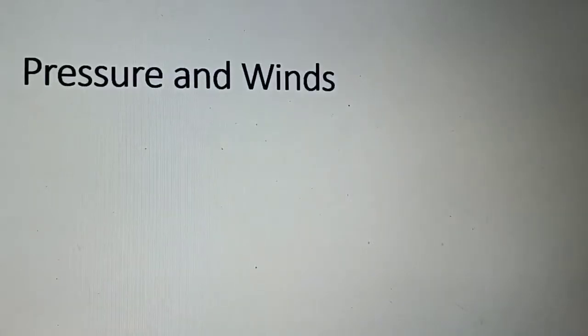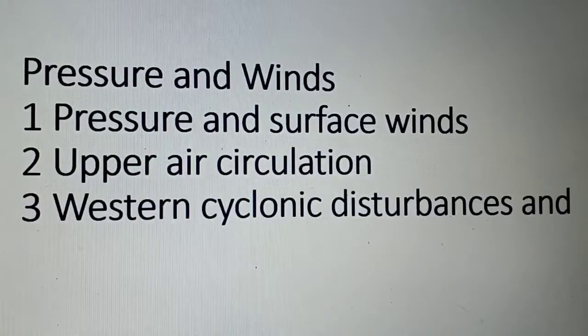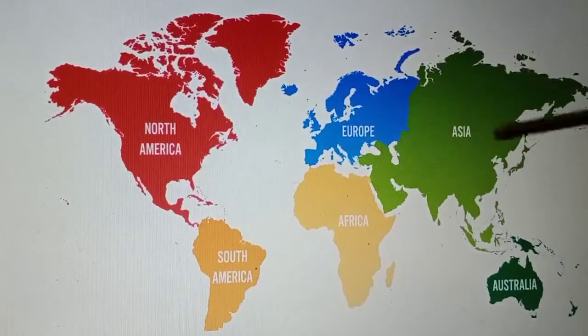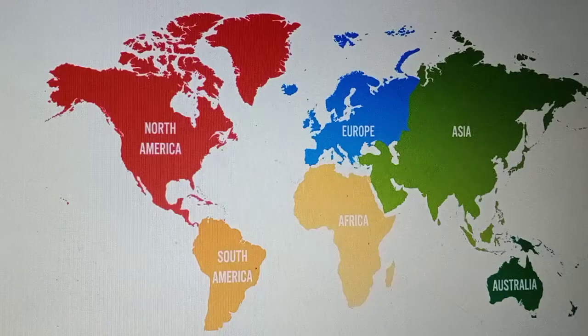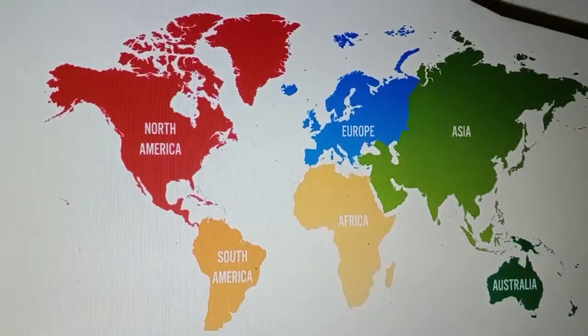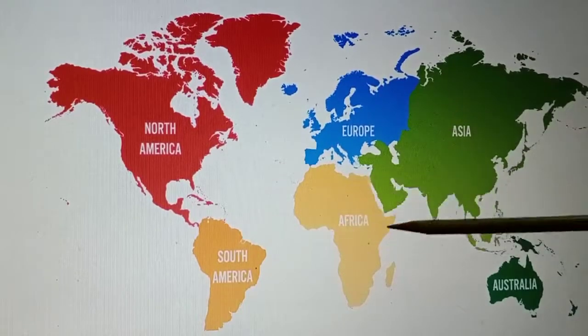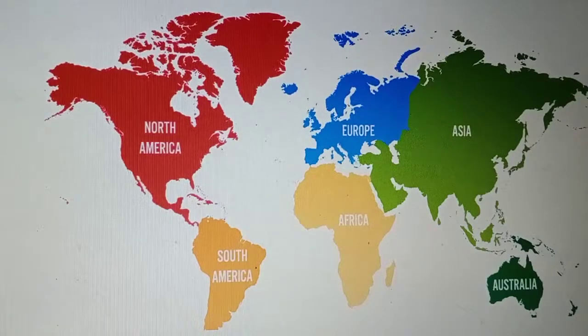Next, pressure and winds. Pressure and winds means the pressure and surface winds. It includes upper air circulation, and after that it includes western cyclonic disturbances and tropical cyclones. Firstly, we discuss pressure and winds. India is situated in the continent of Asia, and it lies in the tropical and subtropical zone. Many cold winds come from the Arctic Ocean, but the high mountains prevent the cold winds and the hot winds also. Here is Africa, and here is Europe. So students, we can find the different climatic conditions, the pressure and the winds.